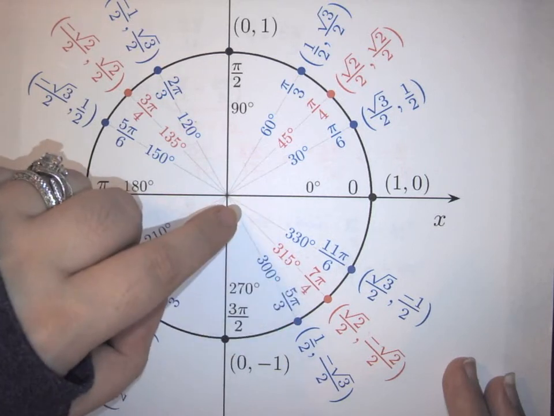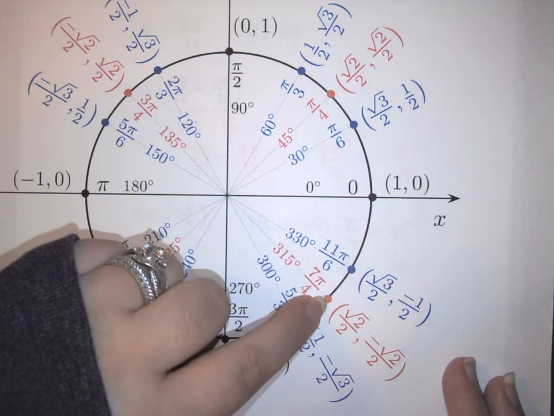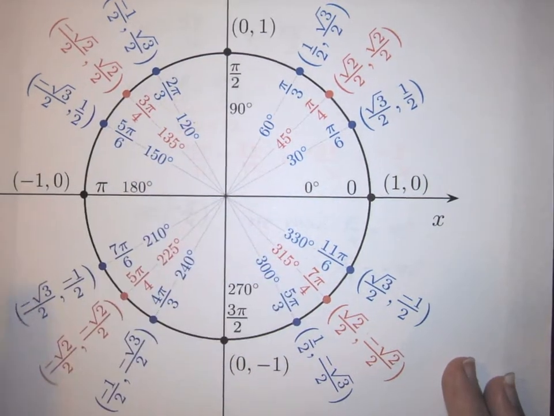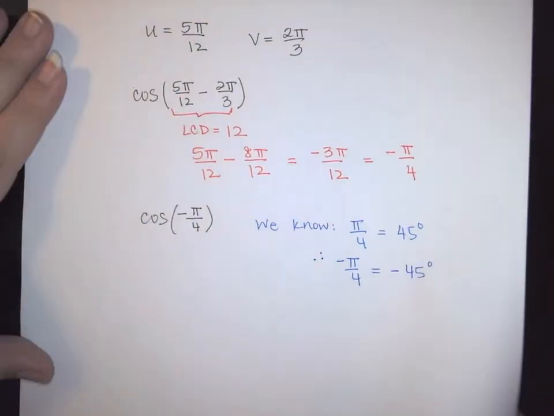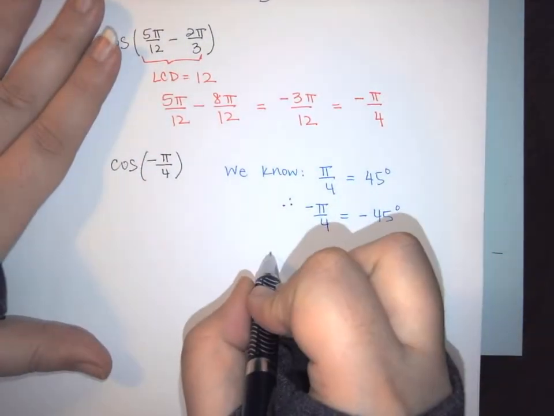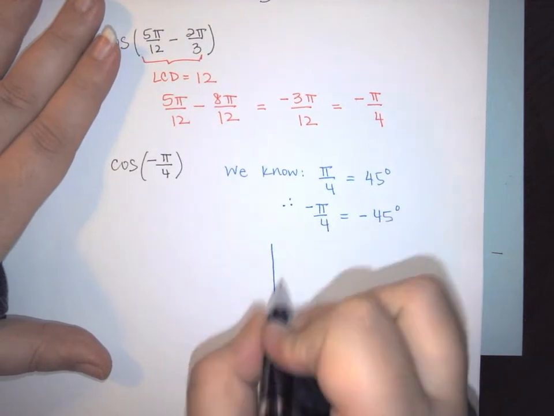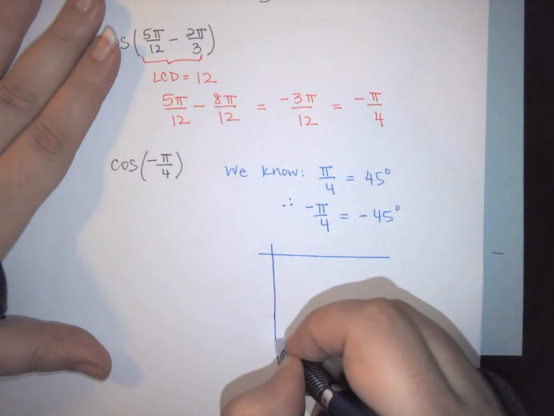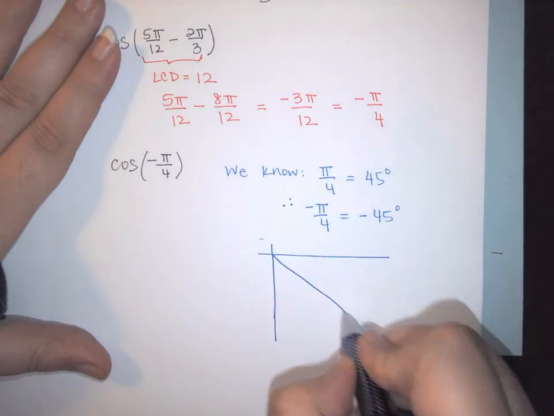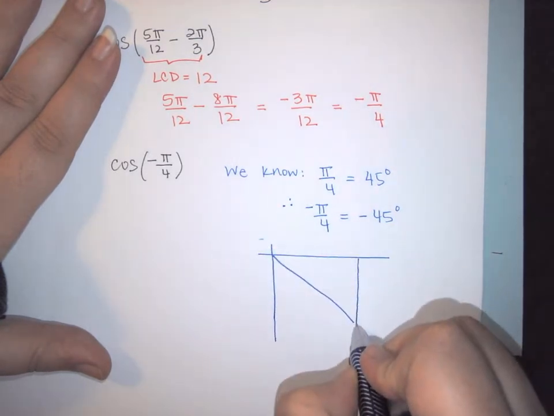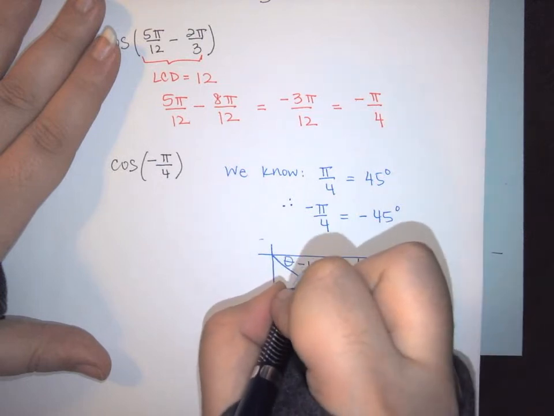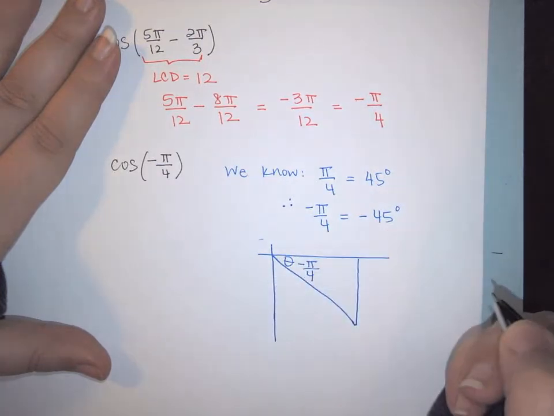So my negative pi over 4 is going to lie right here, which is at this 315 degrees. Okay? So my negative is going to come along here, and it's going to be the triangle that looks like that. So I want to draw that reference triangle. So here I would go ahead and draw it. So we are dealing with my reference triangle. It's going to come straight out here and it's going to come down. So here we go. This is my negative pi over 4.